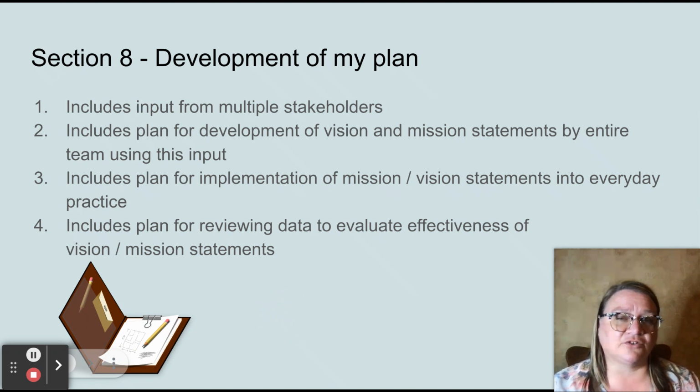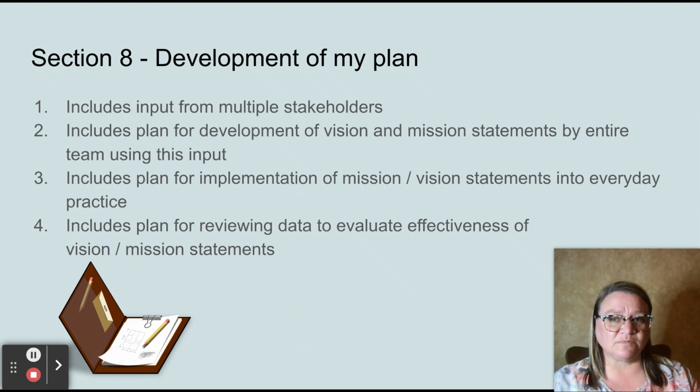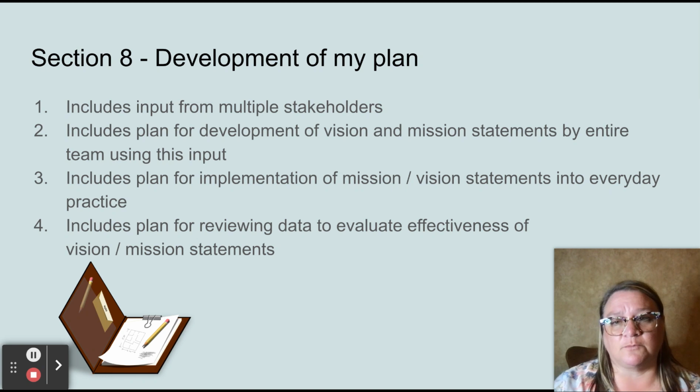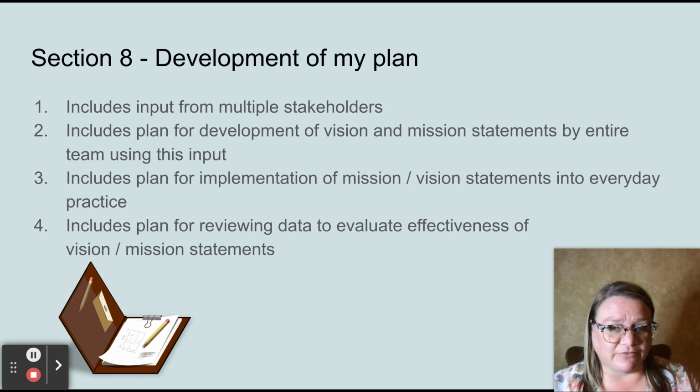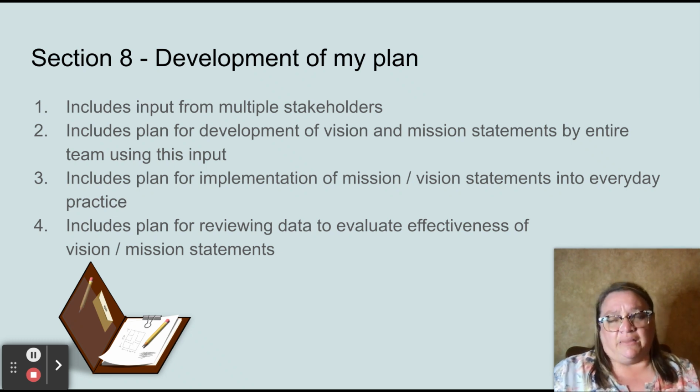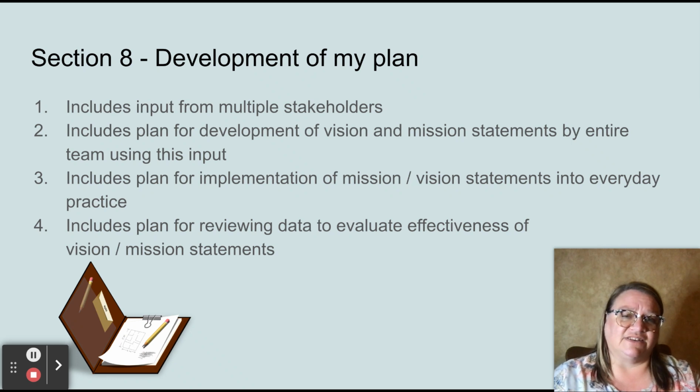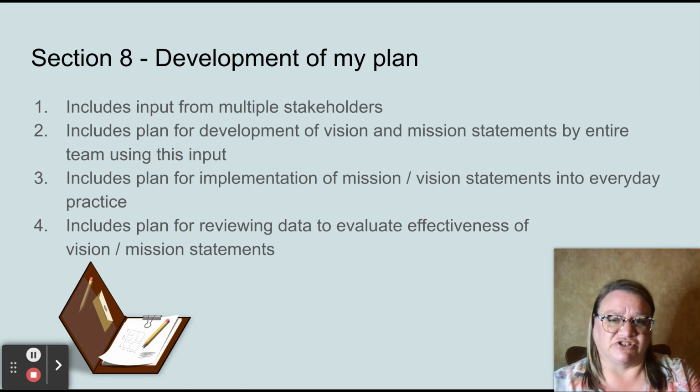Okay, so as far as the development of the plan, it does include input from multiple stakeholders. It also includes a plan for the development of the vision and mission statements by the entire team using the input from the stakeholders. It includes a plan for the implementation of those vision and mission statements into everyday practice and a plan for reviewing data to evaluate the effectiveness of the vision and mission statements.